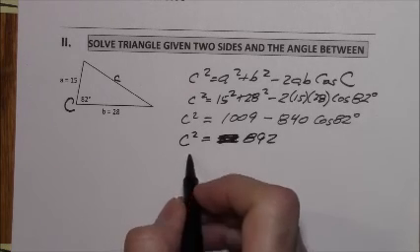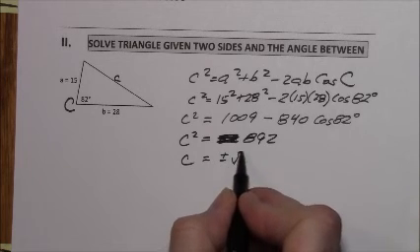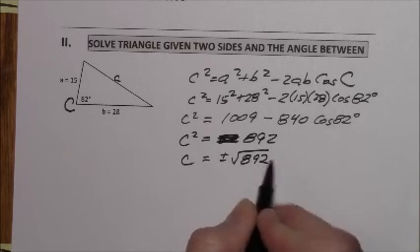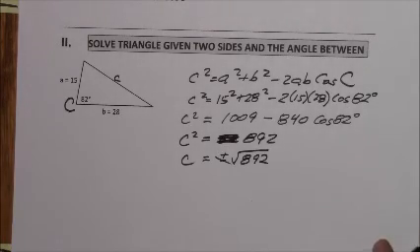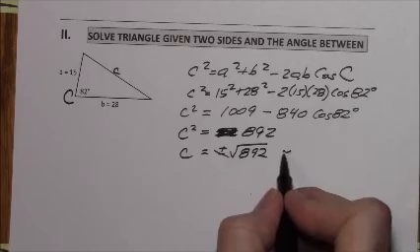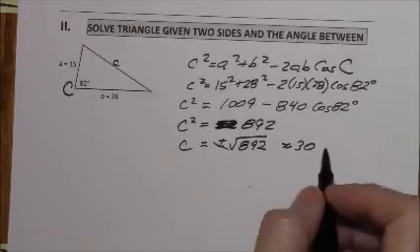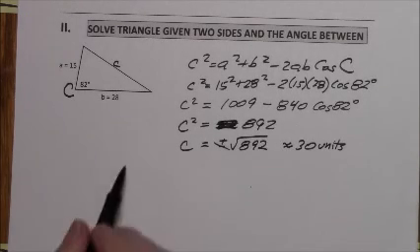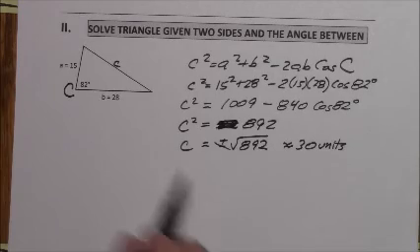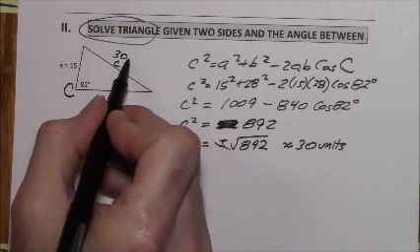Good. So when we take the square root of both sides, C is equal to plus or minus the square root of 892. You can immediately throw away the negative because distances can never be negative. And that is approximately 30. It doesn't say what the units are, so we'll have to use the word units. So it's approximately 30 units for side length C. To solve a triangle, we would need to find the other parts of it as well. So now we can say that this is 30 units.